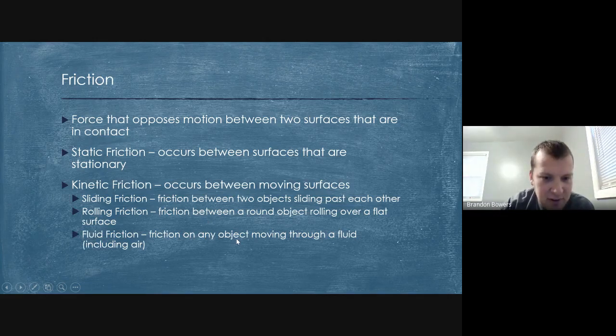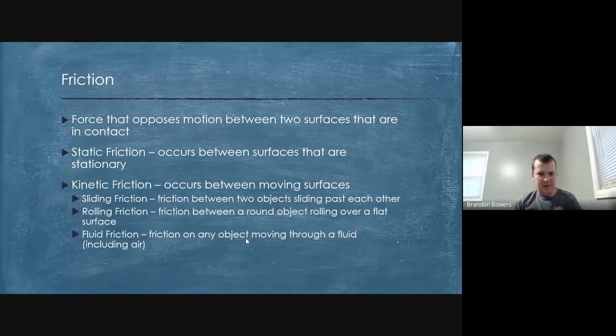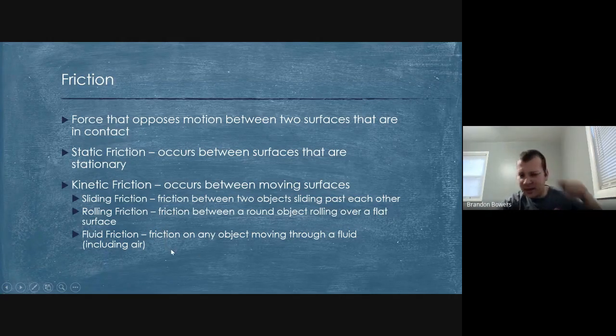Fluid friction is friction on any object moving through a fluid, like a liquid or air. That's fluid friction. That's kind of hard to say. Say that 5 times fast. Fluid friction, fluid friction. So it's friction on any object moving through a fluid, including air. Friction opposes force, right? It slows us down. Those are the different types of friction. So with sliding, two objects slide; rolling, rolling; fluid, it occurs in a fluid.